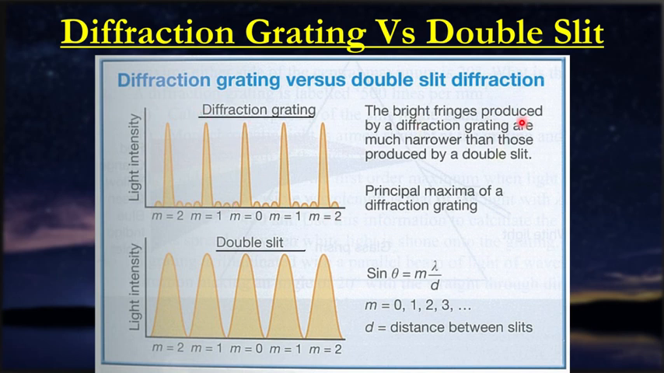So the bright fringes produced by a diffraction grating are much narrower than in a double slit experiment. Okay? So it's a lot finer, and the reason is obviously because the lines are a lot narrower. So the difference between a diffraction grating and a double slit is that the maxima are a lot narrower and a lot more sensitive, so you can do more accurate calculations on that. With a double slit, you can see it's a little bit more spread apart. Intensity will stay the same if you're using the same wavelength of light.